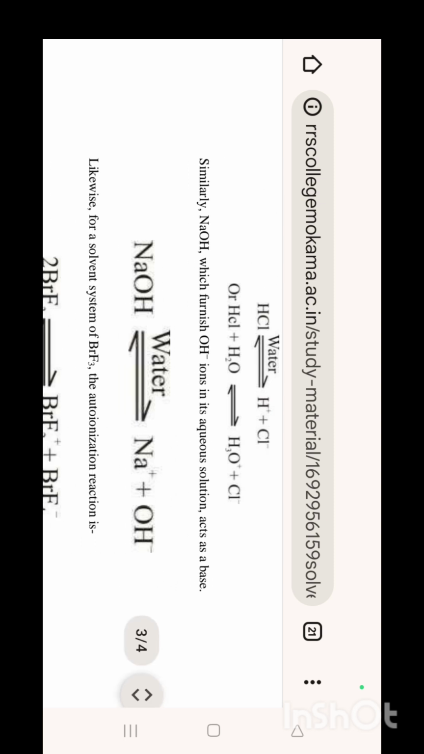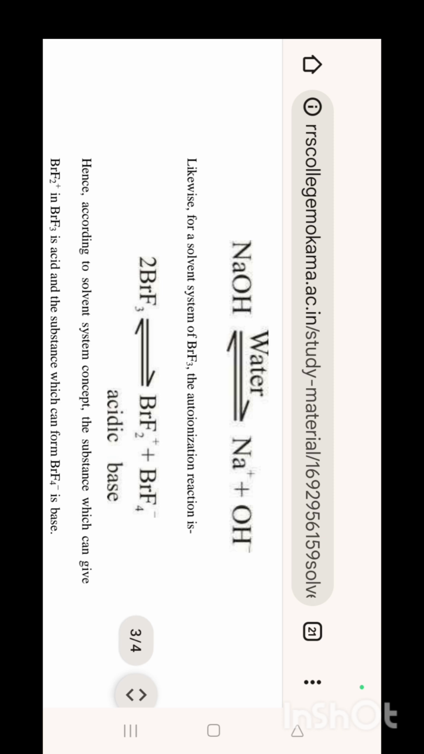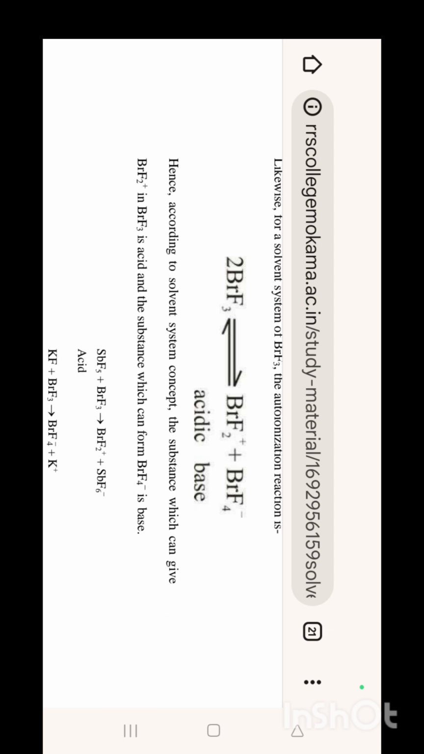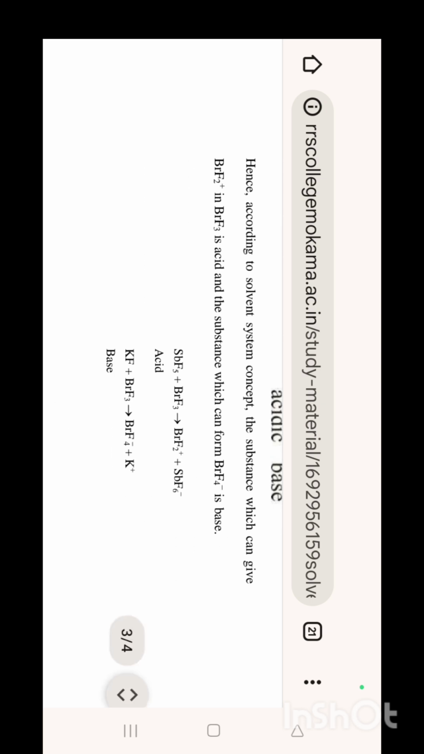Similarly, NaOH, which furnishes OH⁻ ion, acts as a base. Likewise, for a solvent system of BrF3, the autoionization reaction is 2BrF3 gives BrF2⁺ plus BrF4⁻. Hence, according to the solvent system concept, the substance which can give BrF2⁺ in BrF3 is an acid, and the substance which can form BrF4⁻ is a base.